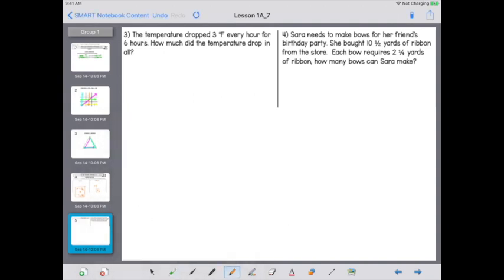Okay, so number 3. The temperature dropped 3 degrees Fahrenheit every hour for 6 hours. How much did the temperature drop in all? So if you think about it, you have 3 degrees that's dropped, so it's subtracting 3 every hour for 6 hours. So negative 3 times 6 is going to give you a negative number, and 6 times 3 is 18. So it dropped 18 degrees, and you use the negative to represent that.